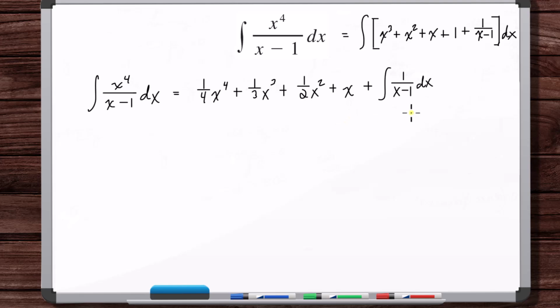Okay, so now what is this integral here? Well, this is an easy one. This is just the natural log of the absolute value of x minus 1, right? Don't forget the absolute value. You have the derivative of natural log of absolute value of x minus 1 is 1 over x minus 1 times the derivative of x minus 1, which is just 1. So okay, now don't forget the constant, and there we go.